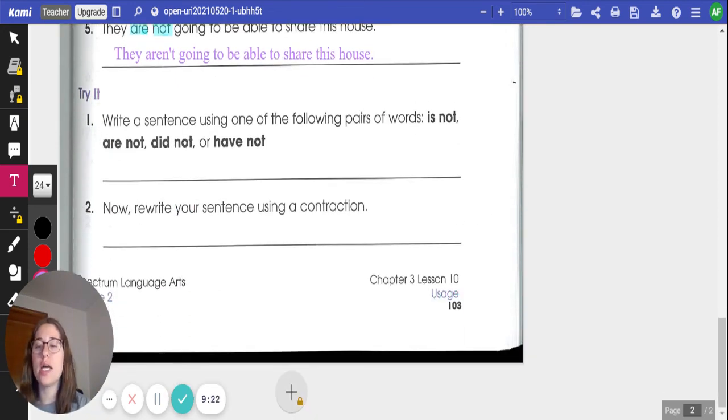Last thing before you go today, you're going to write 2 more sentences. For number 1, you're going to write a sentence using one of the following pairs of words: is not, are not, did not, or have not. And then for number 2, you're going to rewrite your sentence using your contraction. Same as what we did for numbers 1 through 5, but you're writing your own sentence.